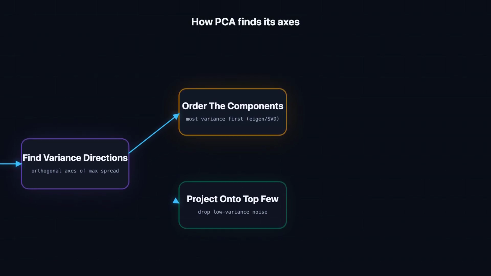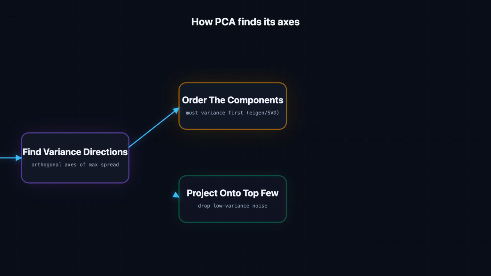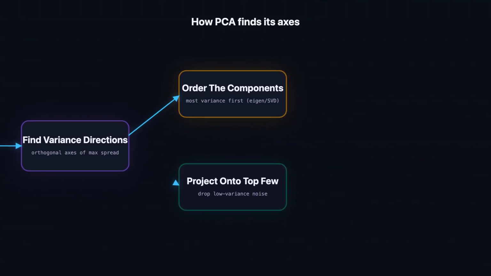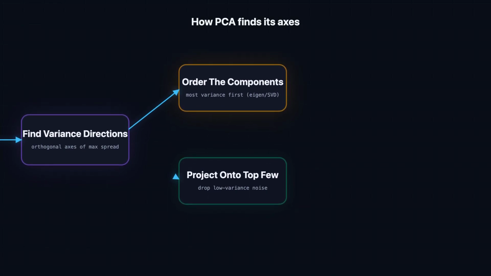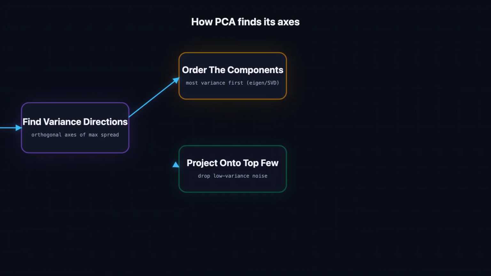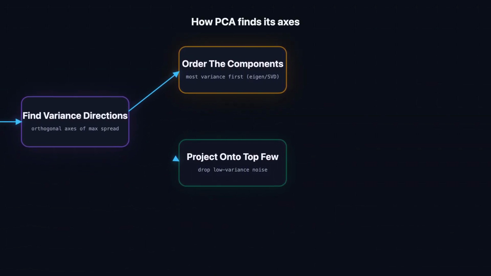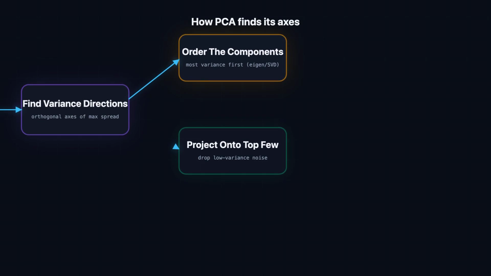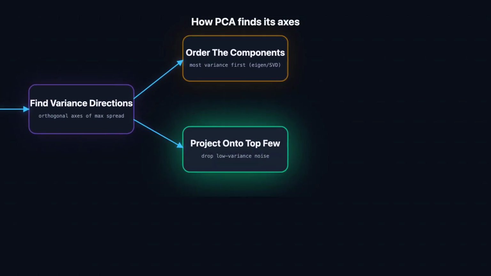PCA sorts every principal component by how much variance it captures, most first and least last, so importance turns into a simple ordered list. Mathematically, these directions are just the eigenvectors of the data's covariance matrix, or equivalently, what an SVD hands you directly. Finally comes the real payoff.